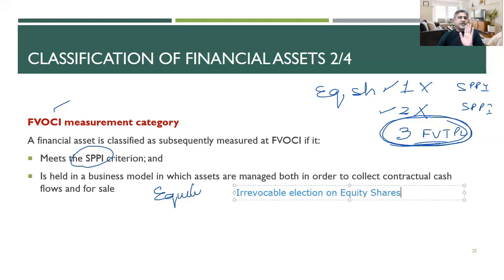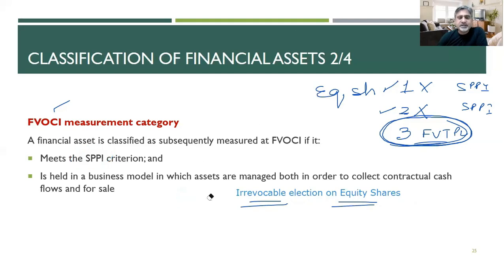So that is a separate concept, okay? So that's why, what is this concept? The name of the thing is, and the reason I'm saying the name is because that name is important. You call it irrevocable election of equity shares. What does that mean? So there is a concept behind that.